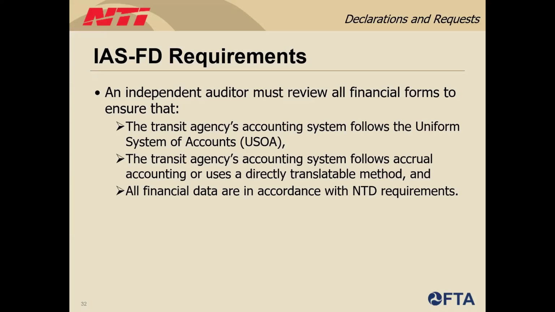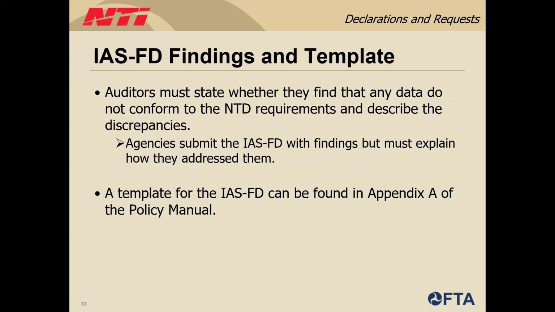The last thing that the auditor is looking to confirm is whether the agency's financial data is in accordance with NTD requirements. After the auditor has reviewed the agency's financials, they will provide the agency with their IAS-FD. Auditors must state in the IAS-FD if they find that any data does not conform to NTD requirements and describe the discrepancies. The agency must submit the IAS-FD to the NTD through the steps talked about previously on the D10 form.